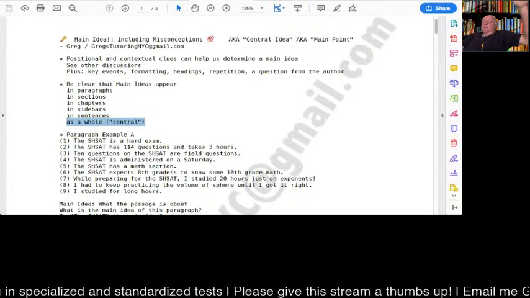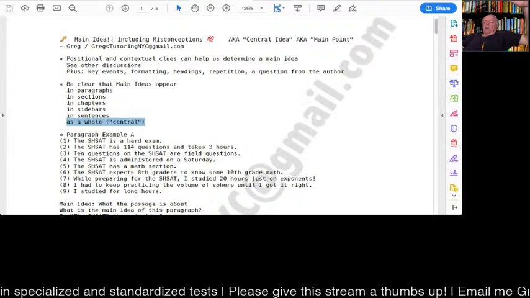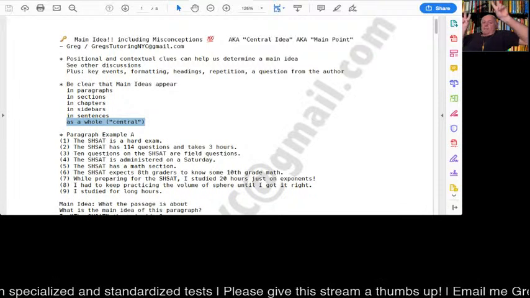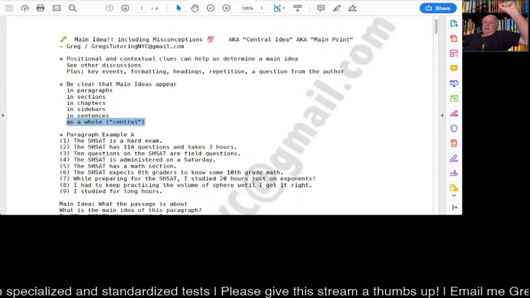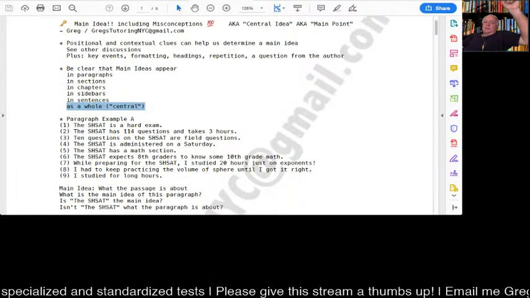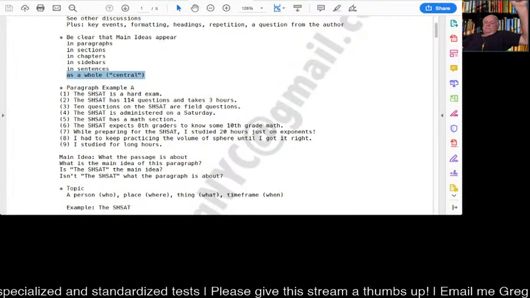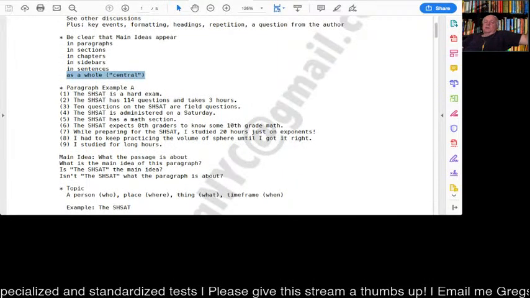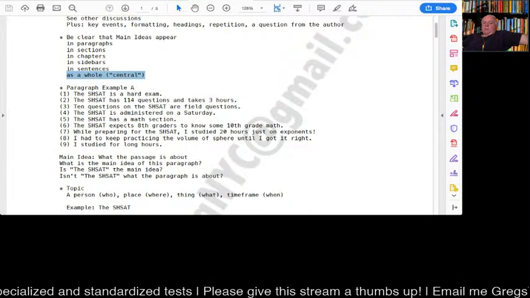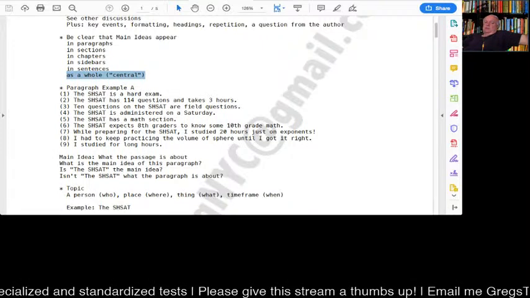We're trying to read a passage. This is called reading comprehension. We're trying to figure out what's being said. So clearly this passage is, quote, about the SHSAT. But it turns out that the SHSAT is the topic. A topic is a person, place, or thing relating to a noun. It could also be a time frame and perhaps some other things. So the topic of this passage is the SHSAT.